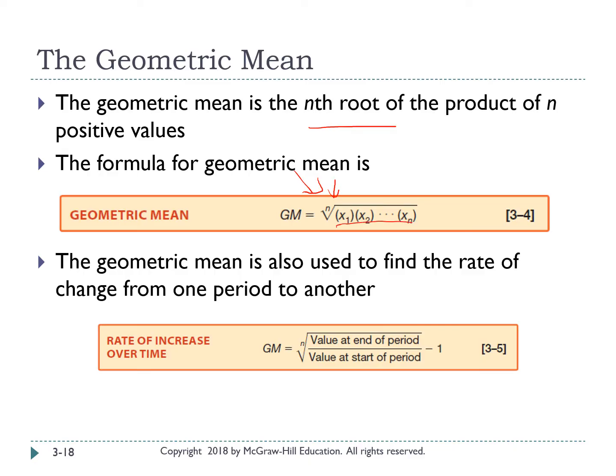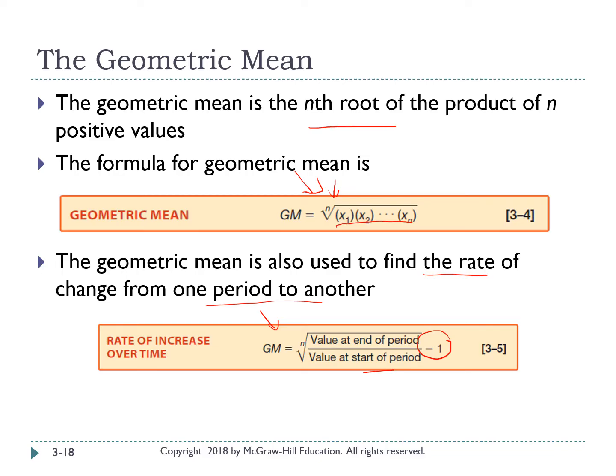It can also be used to find the rate of change from one period to another. If you are talking about this, you have to use this formula. The formula is the n-th root of the value at the end of the period over the value at the beginning or the start of the period, minus 1. We will look at examples later on on how to apply this formula.